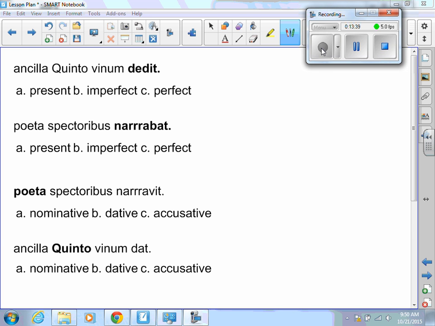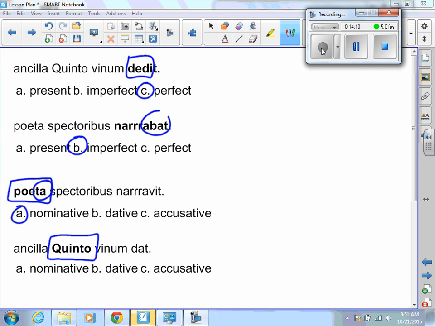The answer is C. Poeta spectatoribus narrabit. I see the BI. Poeta spectatoribus narravit. Poeta is what is being used here. I recognize that as a first declension masculine word. First declension ending in A is my nominative. Ancilla Quinto vinum dat. I recognize Quinto from Quintus, which is second declension. The use of the letter O makes it dative.